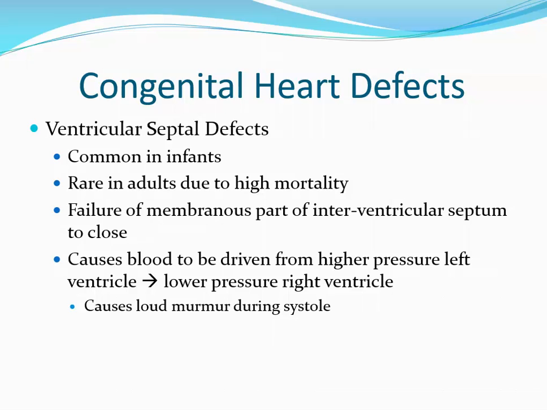One congenital defect is a ventricular septal defect. This is very common in infants, but rare in adults due to the high rate of infant mortality. Only very small defects will allow the child to survive. This is often due to failure of the membranous portion of the interventricular septum to close. This will cause blood to be driven from the high-pressure left ventricle into the lower-pressure right ventricle, causing a loud murmur during systole.